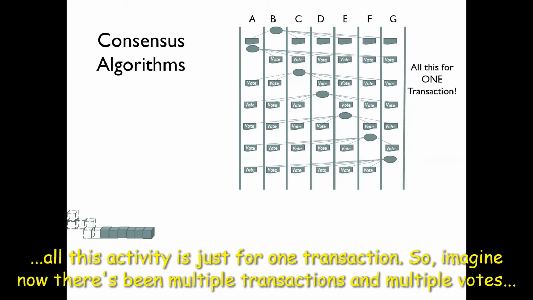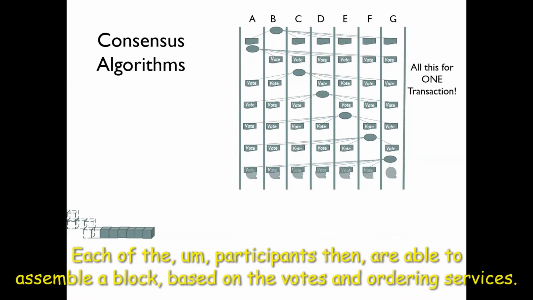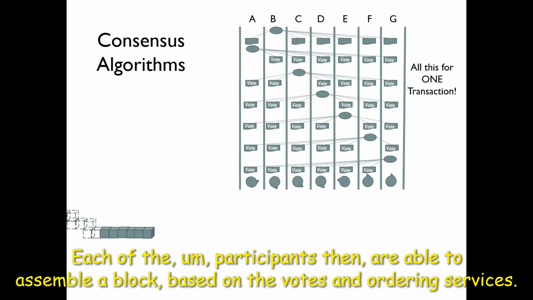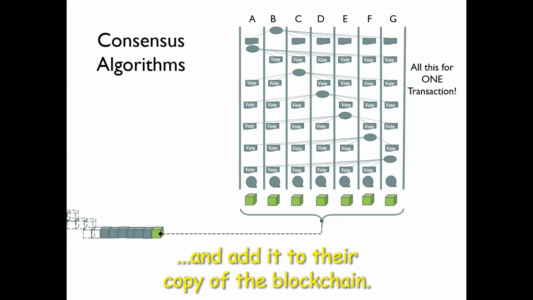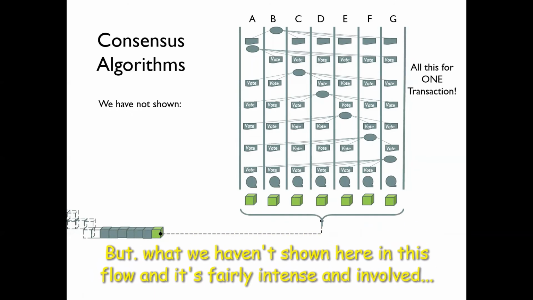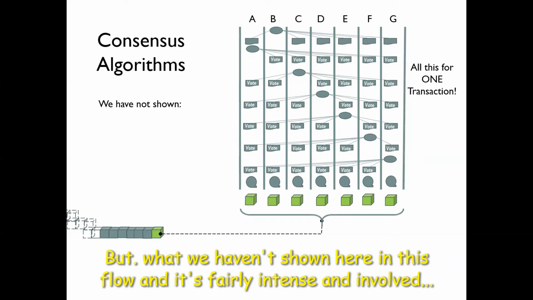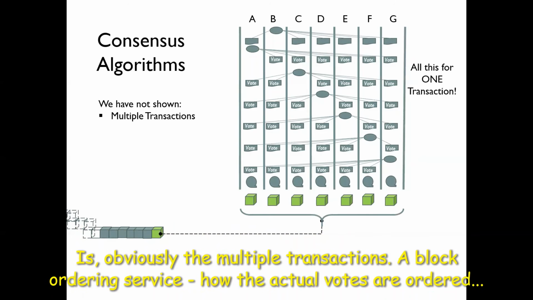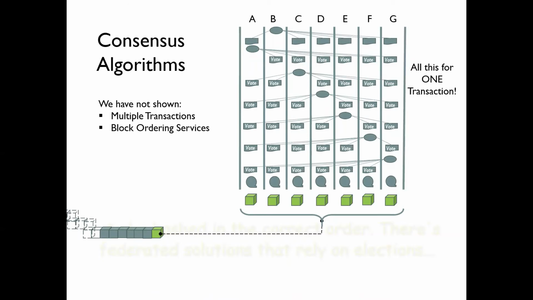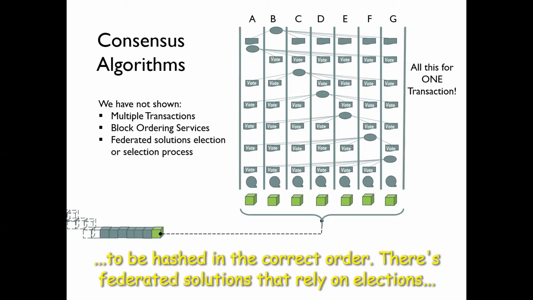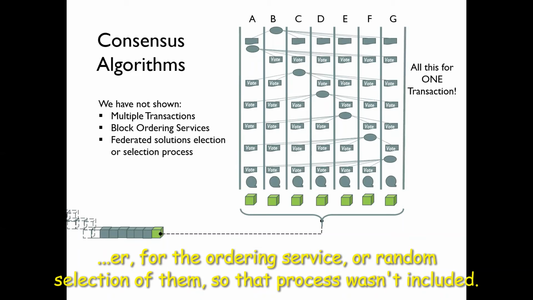So imagine now there's been multiple transactions and multiple votes. Each of the participants then are able to assemble a block based on the votes and the ordering services and add it to their copy of the blockchain. But what we haven't shown here in this flow, and it's fairly intense and involved, is obviously the multiple transactions, a block ordering service, how the actual votes are ordered to be hashed in the correct order. There's federated solutions that rely on elections for the ordering service, or random selection of them. So that process wasn't included.